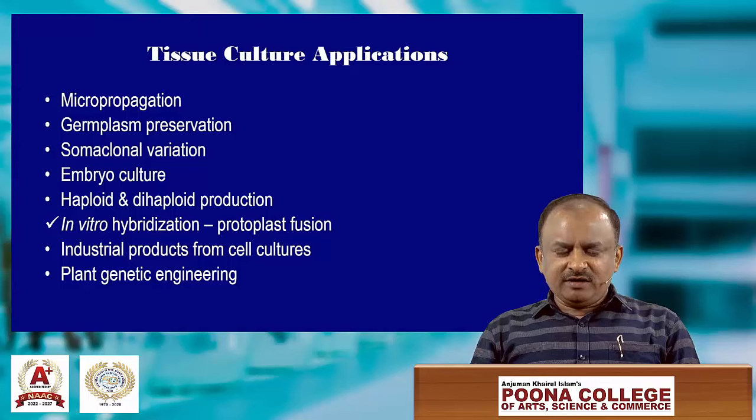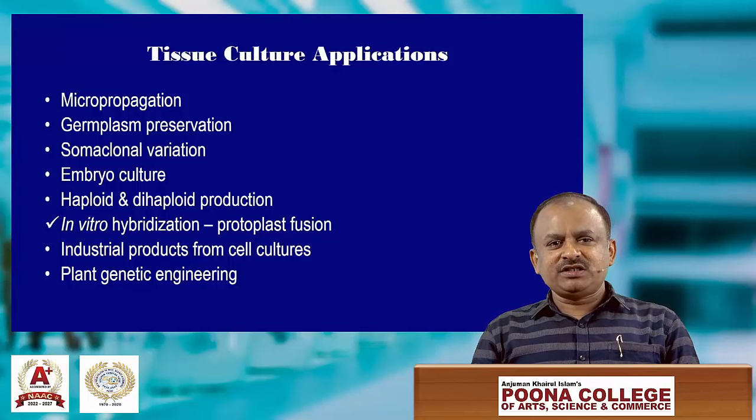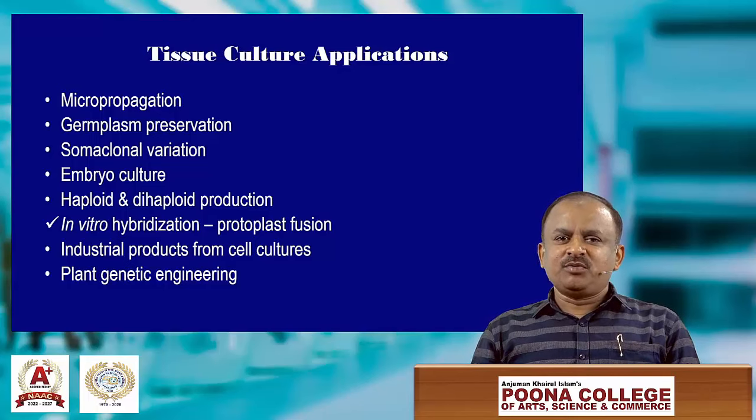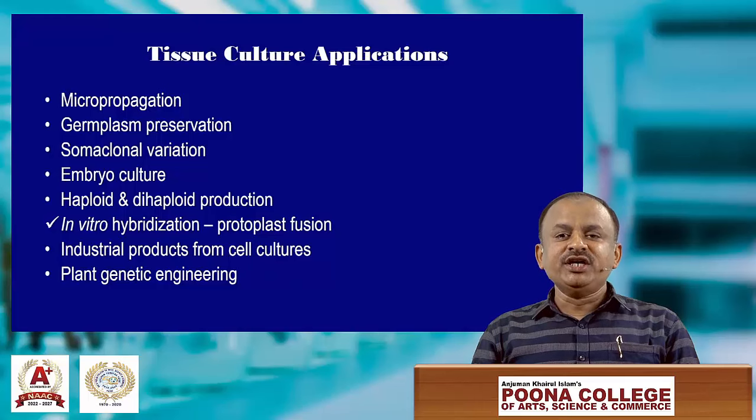All these are plant tissue culture applications. In today's lecture we have considered applications of plant tissue culture: what is meant by plant tissue culture, how culture medium is developed, what types of micropropagation techniques, how germplasm preservation is performed, somaclonal variations, different embryo culture techniques, haploid and diploid productions and their use, in vitro hybridization, that is protoplast fusion, industrial products from cell culture, and lastly how plant tissue culture techniques lead to the production of genetically engineered crops.